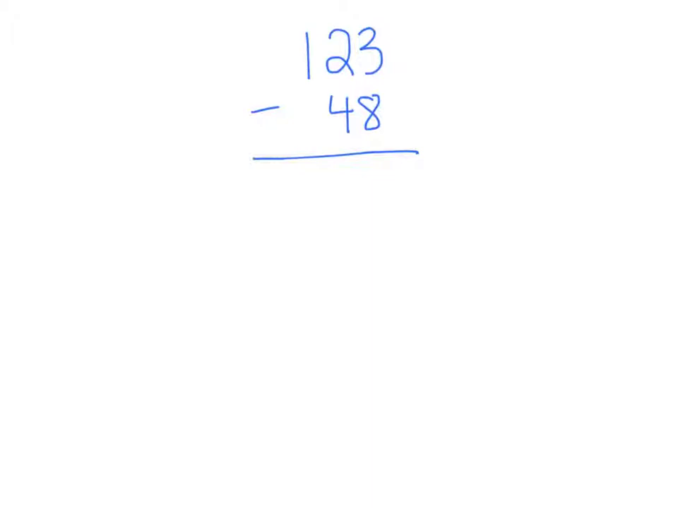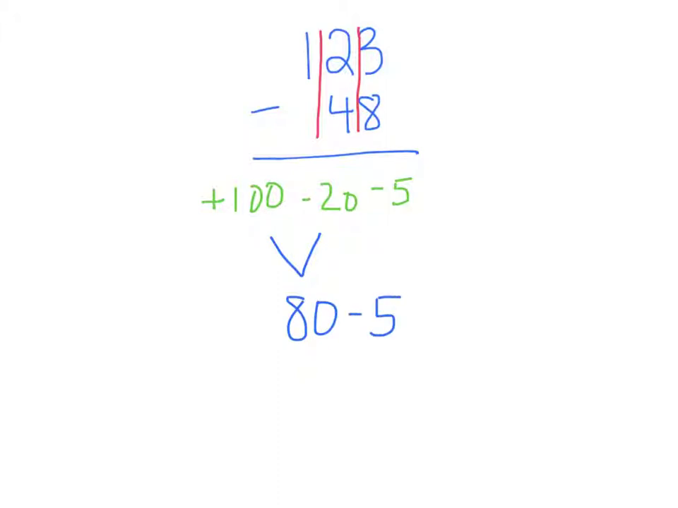3 minus 8 equals negative 5. 20 minus 40 equals negative 20. And 100 minus 0 equals positive 100. Even though I'm using standard notation up top, I want to use expanded notation down below so that I'm making sure that I account for the value of each place value. So 100 minus 20 equals 80, and 80 minus 5 equals 75. That's how you do the partial differences algorithm.